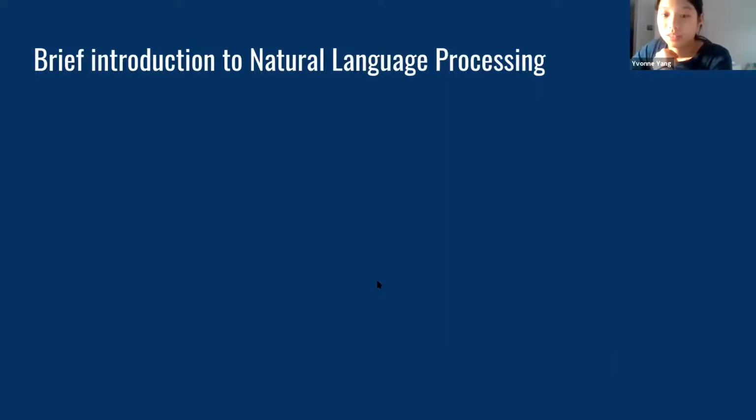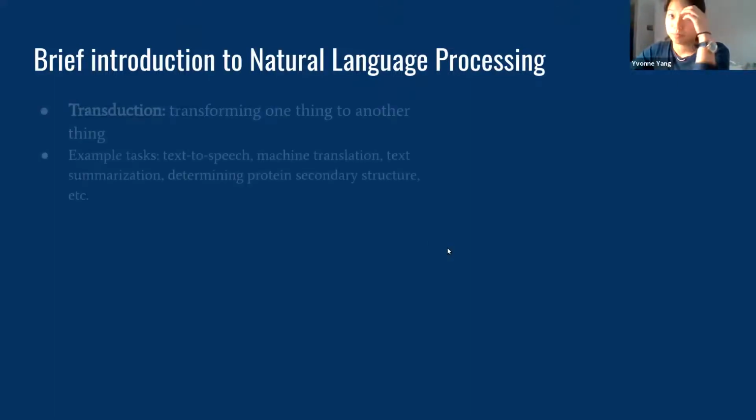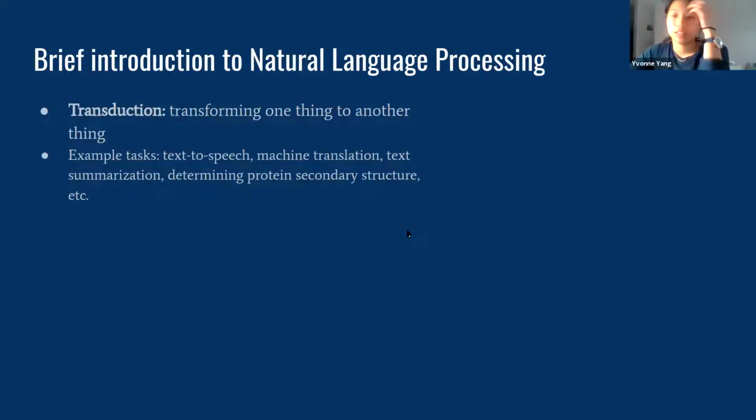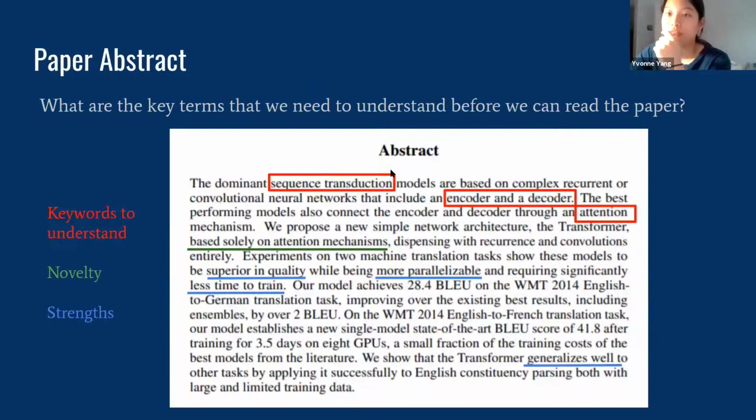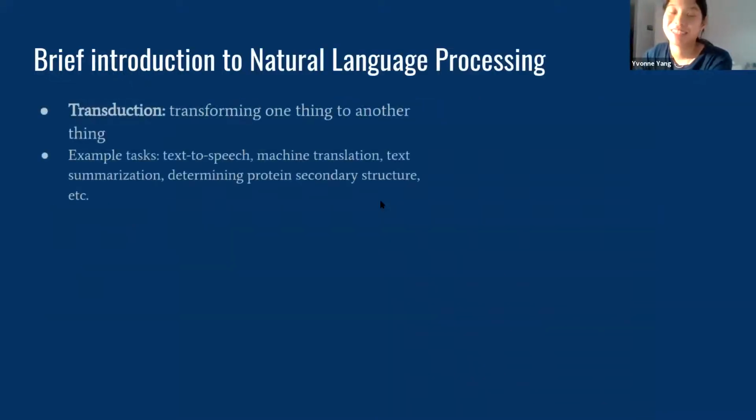Okay, so let's start with just a brief introduction to NLP. So as I mentioned before, in the abstract, the first word that I wasn't really sure about was sequence transduction, right? After I searched it up, I realized that it's just transforming one thing to another thing. So basically, if you have English to French, then it's called a transduction. There's text to speech, text summarization, as we said before.